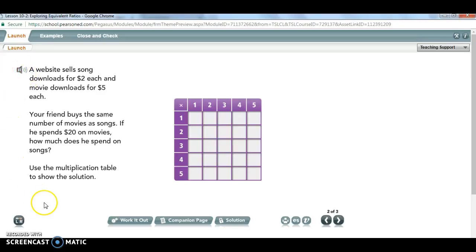A website sells song downloads for $2 each and movie downloads for $5 each. Your friend buys the same number of movies as songs. If he spends $20 on movies, how much does he spend on songs? Use the multiplication table to show the solution.